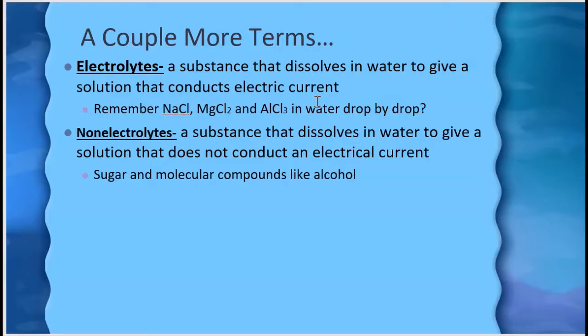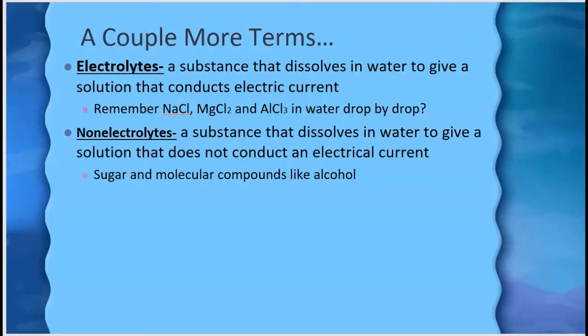Non-electrolytes are going to be something that does dissolve in water, but when it's dissolved in water, it does not conduct an electrical current. And so that means there are no ions here because a current is a moving charged particle. So something like sugar, which dissolves, but then does not form any ions, would be a non-electrolyte, or a miscible solution of alcohol and water would be a non-electrolyte because there aren't really any ions involved.